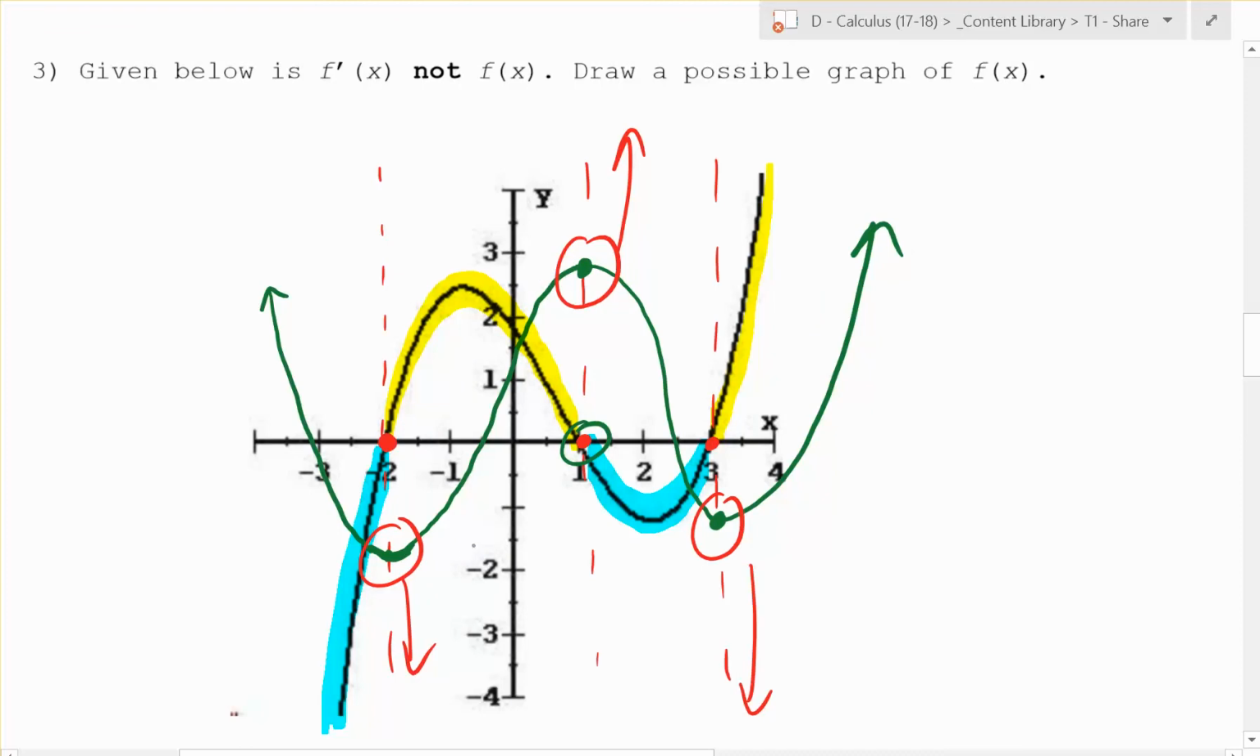So do the zeros and then do where it's increasing and decreasing. And keep in mind, these 3 points right here, 1, 2, and 3, they could be stretched up or down. That doesn't change. You don't know where it is, but you just know where it's decreasing and increasing, and where the derivative is 0 at these 3 points.